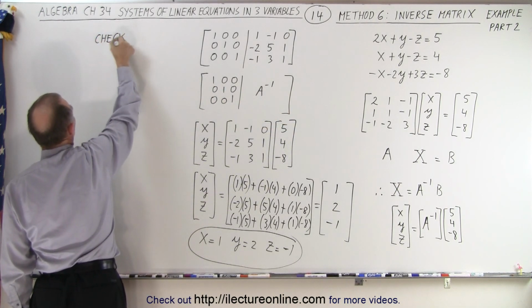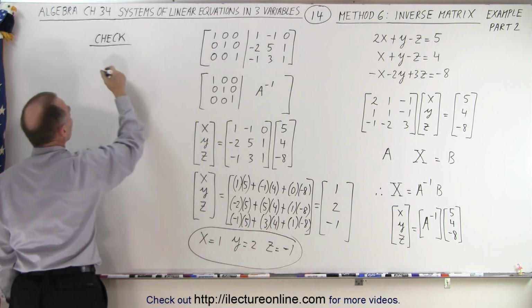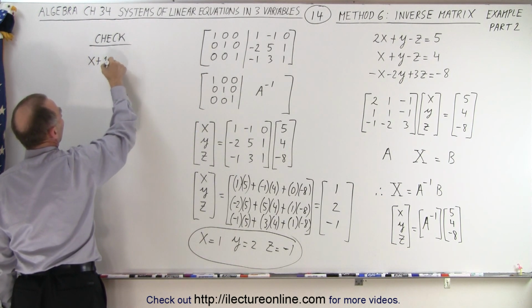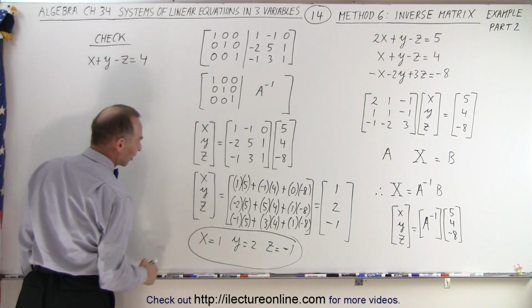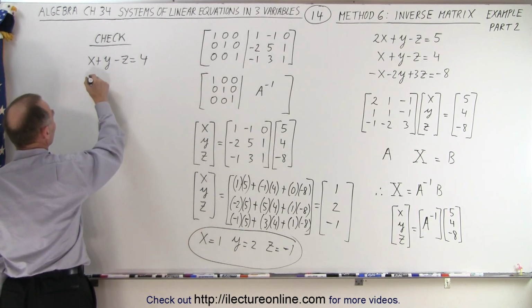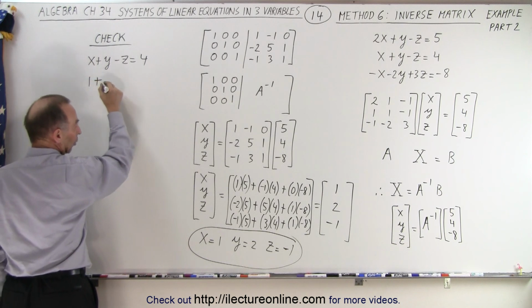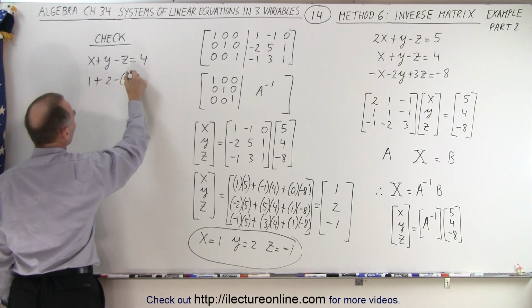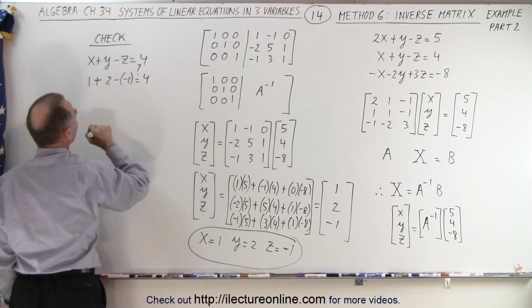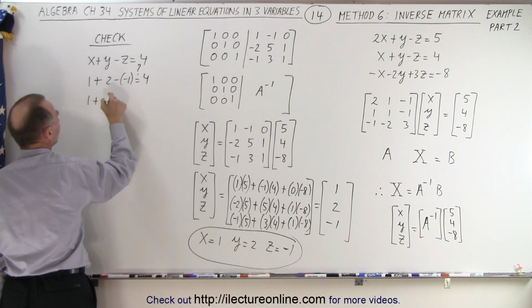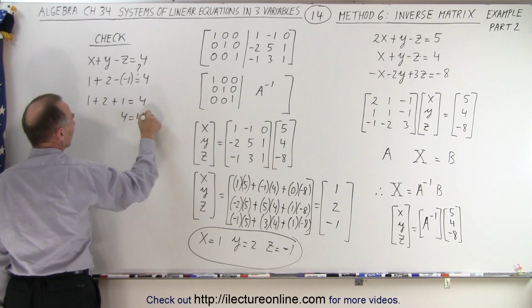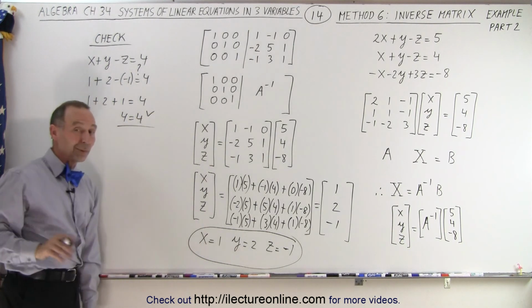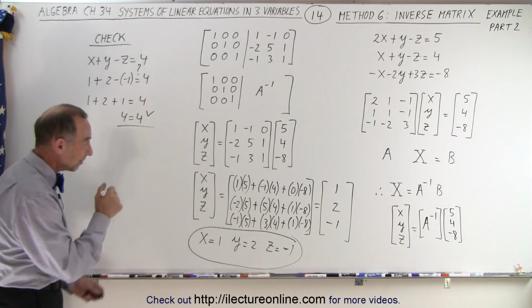So we're going to do a check, and let's take the middle equation. We have x plus y minus z equals 4. And so when we plug these values in for x, y, and z, the question is, is 1 plus 2 minus a minus 1 equal to 4? Well, we have 1 plus 2, minus times minus is plus, 1 equals 4. 4 equals 4. That checks. So it looks like we probably did things correctly, and that's the end result.